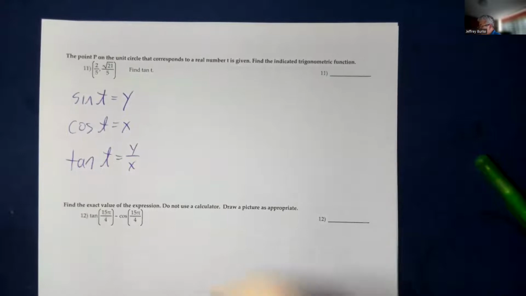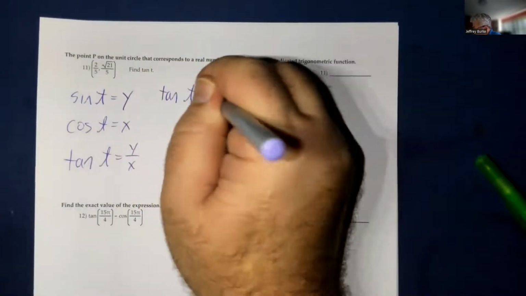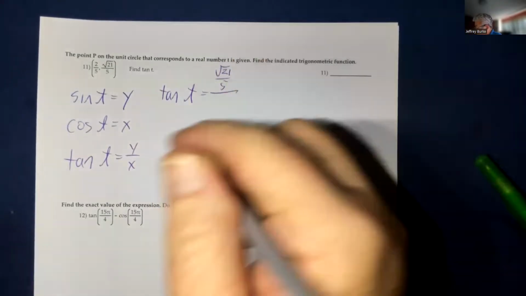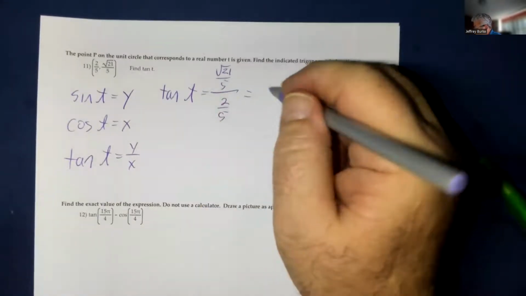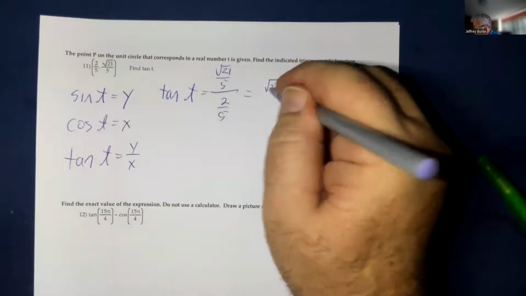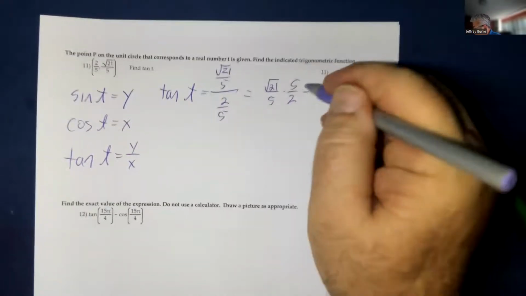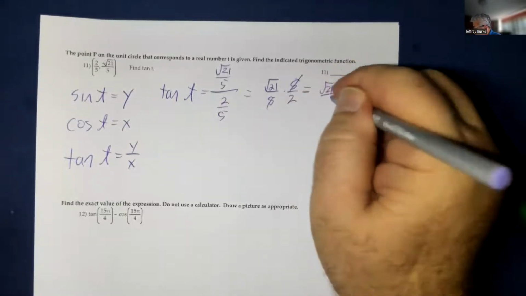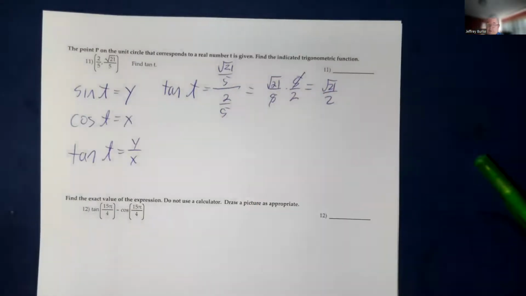All right, so if you want to find tangent of T, that's going to equal radical 21 over 5 divided by 2 over 5. So I multiply this out, it's going to be radical 21 over 5 times 5 over 2. The 5's reduce each other, giving me radical 21 over 2. And that's going to be my final answer for the tangent of T, radical 21 over 2. My final answer for question 11.